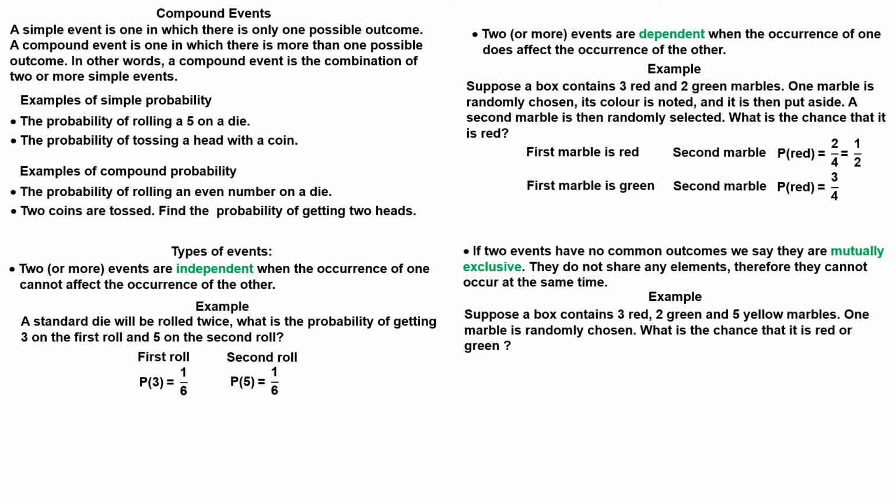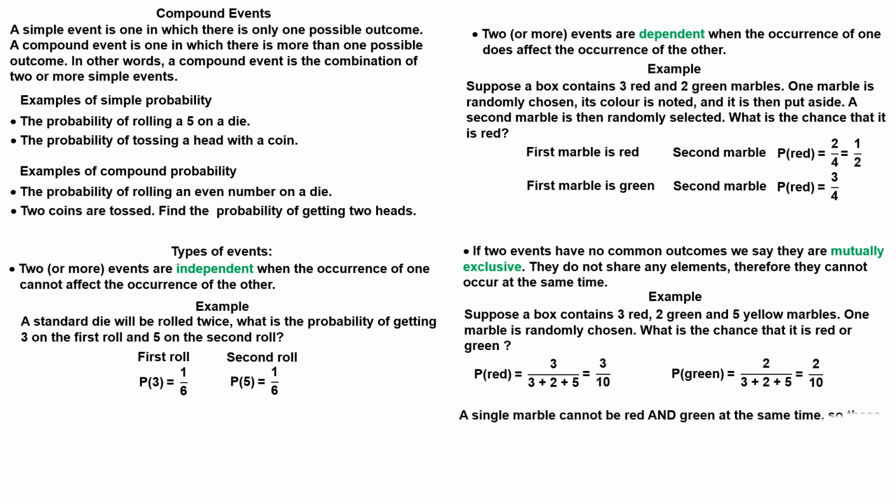We know there are 3 red marbles and there are 10 marbles in total. So the probability of red is 30%. There are 2 green marbles and there are 10 marbles in total. So the probability of green is 20%. You should notice that a single marble cannot be red and green at the same time. So these events are mutually exclusive.